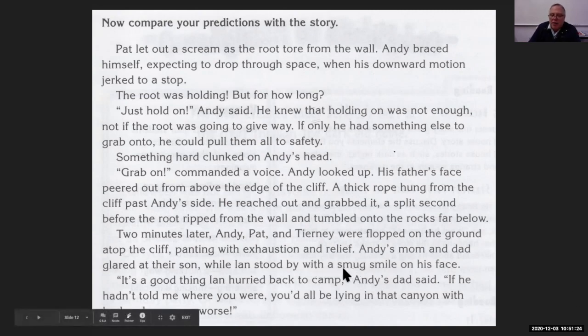What's the word smug mean? Last thing we're going to do with our whiteboards. Smug smile on his face. What do you think it means? Give me a word that can substitute for smug. One word, that's all I want to see.